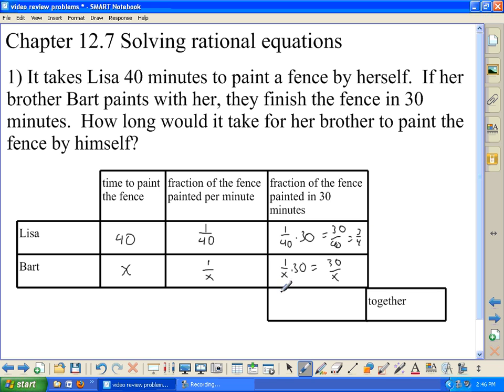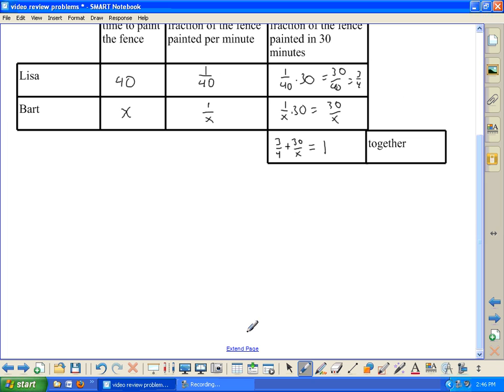So together, when they work together, Lisa paints 3/4 of the fence, Bart paints 30/x of the fence. That should paint one whole fence. So that's the equation that we want to set up to solve, and if we solve that for x, we will then know how long it takes Bart to paint the fence by himself. So now the problem becomes solving 3/4 plus 30/x equals 1.